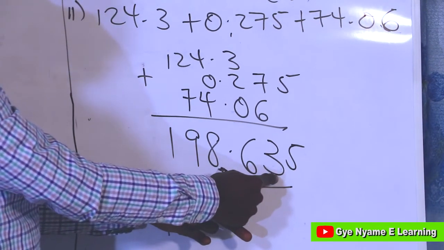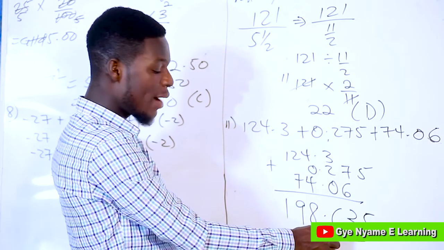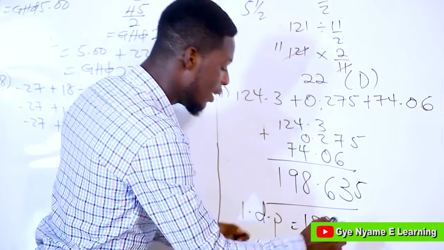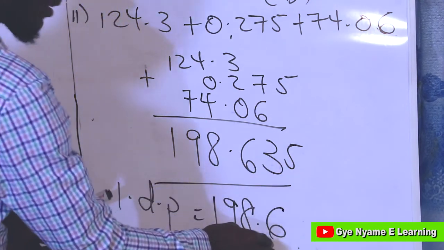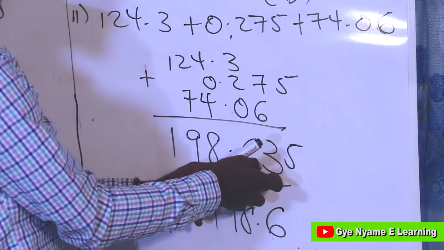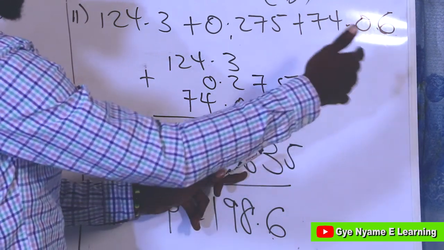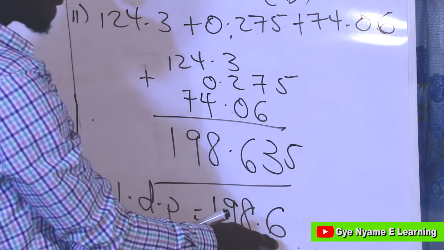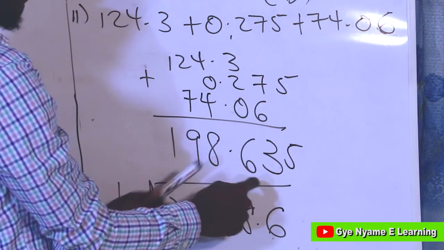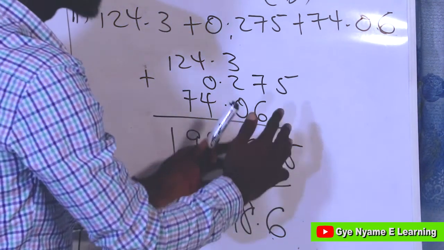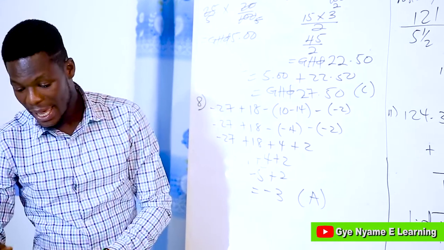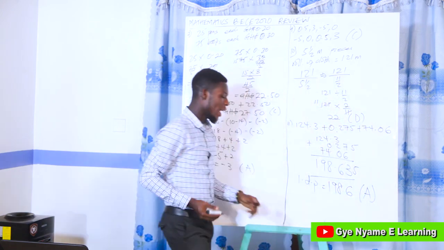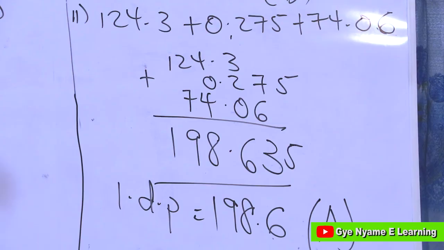Is this number 5 or more? No. It is less than 5. So we write this as it is. So it becomes 198.6. If the next number after the first decimal place were 5, 6, 7, 8 or 9, then we would have added 1 to the 6 to make it 198.7. But because it's less than 5, we write 198.6, 1 decimal place. So option A, 198.6, will answer our question. Very simple. This one is very, very easy.